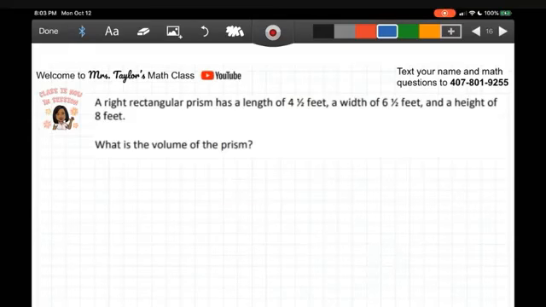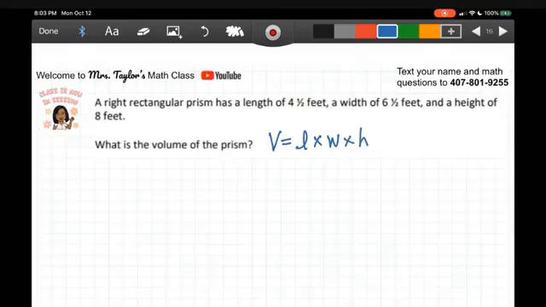Okay, next problem. Here it says a right rectangular prism has a length of 4.5 feet, a width of 6.5 feet, and a height of 8 feet. What's the volume of the prism? So all prisms is the area of the base times the height, or we know it as the volume being the length times the width times the height. Did I say area? I don't know. I just know that the volume of a rectangular prism is going to be V equals LWH.